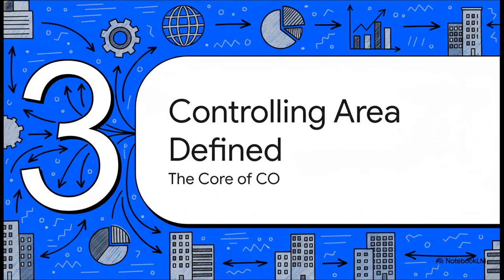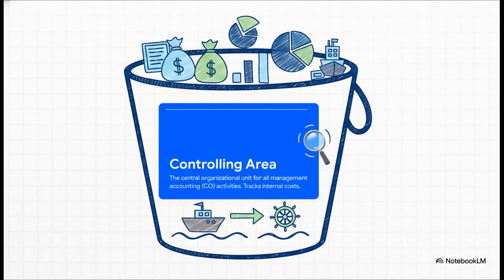So, what's the engine that powers this whole internal world of management accounting? Well, it all comes down to one core piece of the SAP puzzle, the controlling area. To put it really simply, the controlling area is the organizational home base for everything you do in CO. Think of it like a giant bucket. It's the master container that holds and organizes all of the cost and revenue information that managers need to actually steer the ship and make good decisions.